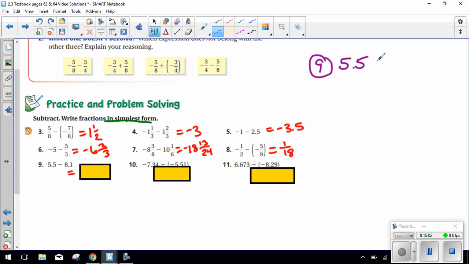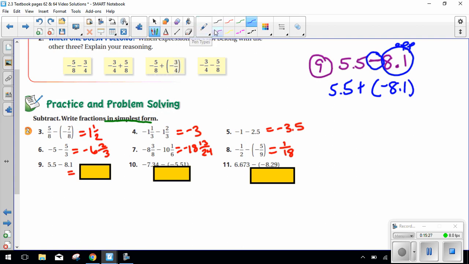5 5/10 minus 8 1/10. Okay, what I'm going to do first is rewrite my minus. I'm going to make this plus, and I'm going to make this guy opposite. So between two numbers, I can only have one operation, which is minus. So 5 5/10, I'll make you plus. So I'm going to make this opposite, which is negative 8 1/10.